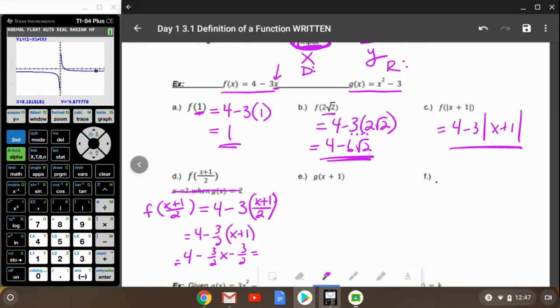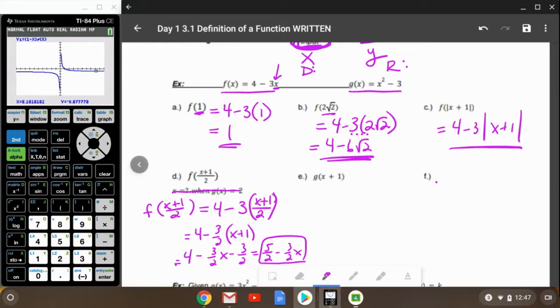You're all going to be very careful with combining your like terms. You've got fractions, right? Make the 4 into 8 halves if that helps. Either way, you should get 5 halves minus 3 halves x. And there is my output when I plug in x plus 1 divided by 2.